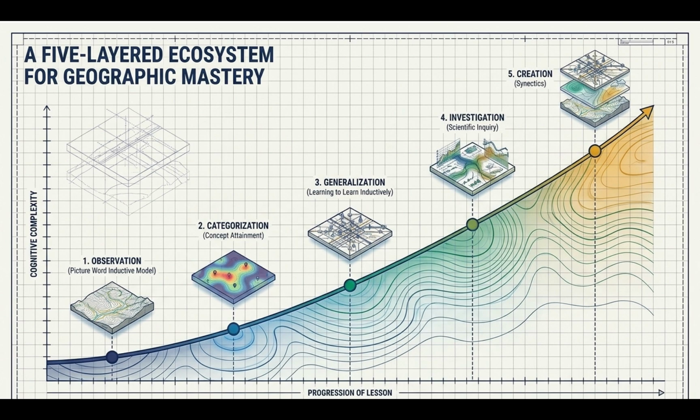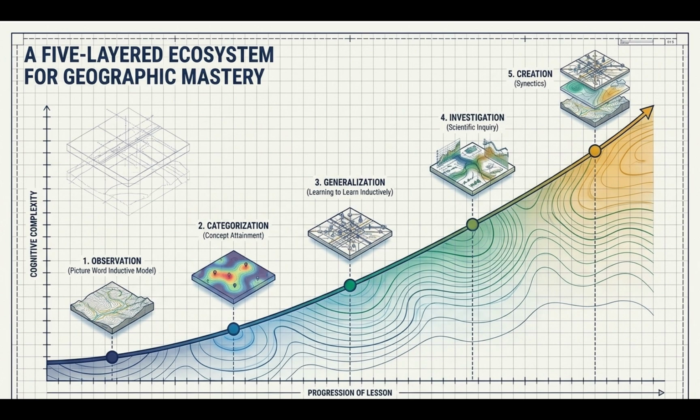This slide presents the 5 layered learning ecosystem used in the model. The first layer is observations. Based on the picture word inductive model, students begin by observing geographical images and identifying important objects or vocabulary. The second layer is categorizations. Based on concept attainment, students compare example and non-example to determine the characteristic of the concept.